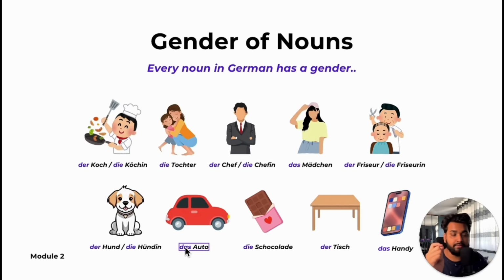Das Auto. Das Auto is the German word for car. Die Schokolade. Die Schokolade is the German word for chocolate. Der Tisch. Der Tisch is the German word for table. Das Handy. Handy is the German word for smartphone.